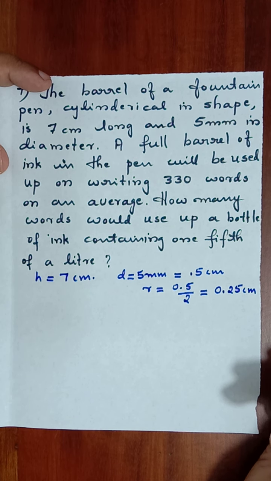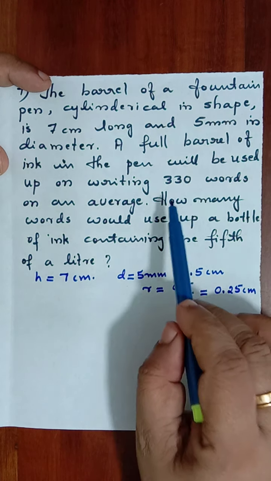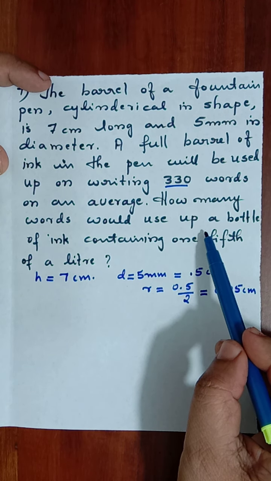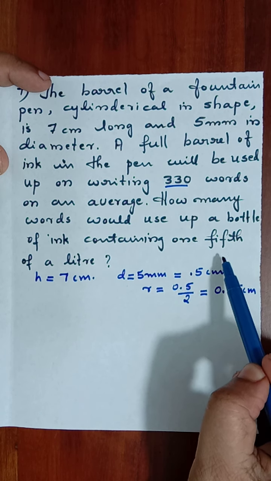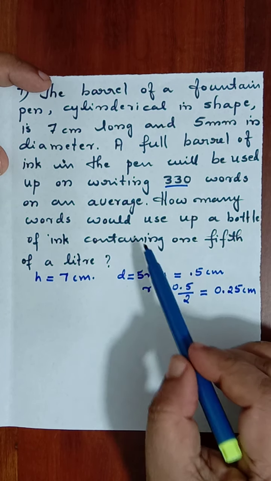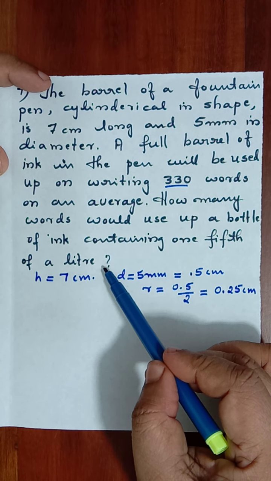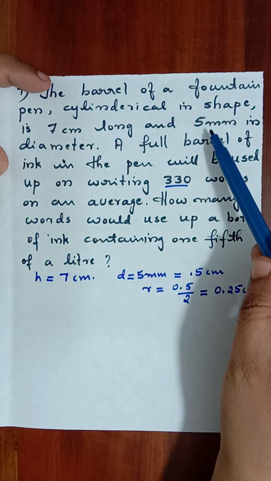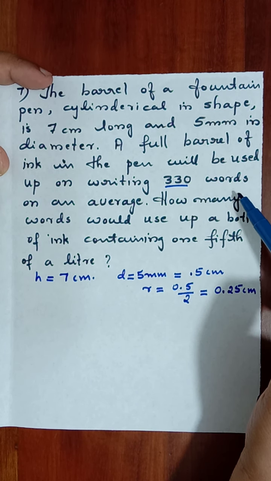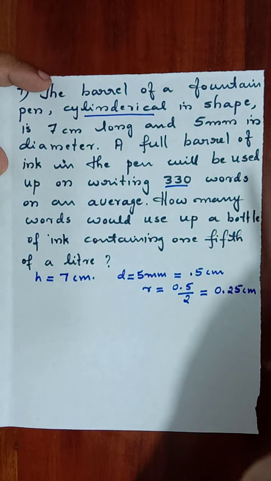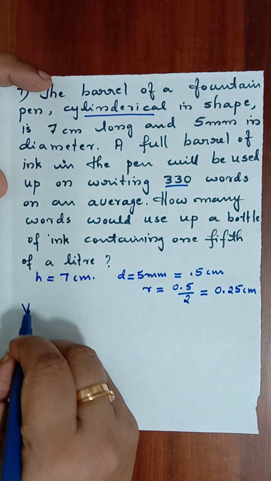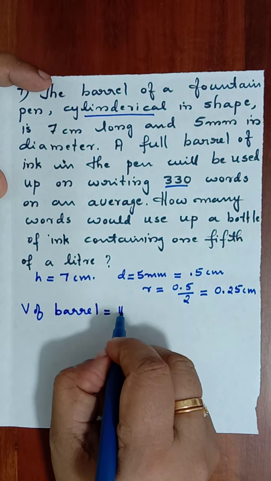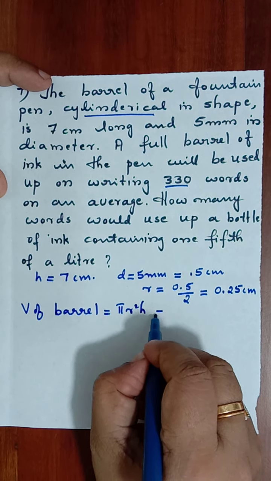Now a full barrel of ink in the pen will be used up on writing 330 words on an average. How many words would use up a bottle of ink containing 1/5 of a liter? The bottle has 1/5 of a liter of ink. We can use the barrel for writing 330 words. What is the volume of the barrel? We have to find out. First, let us think what is the shape of the barrel. It is cylindrical. So, the volume of the barrel is actually the volume of a cylinder, that is pi r square h.